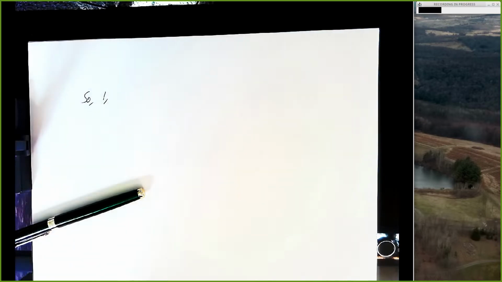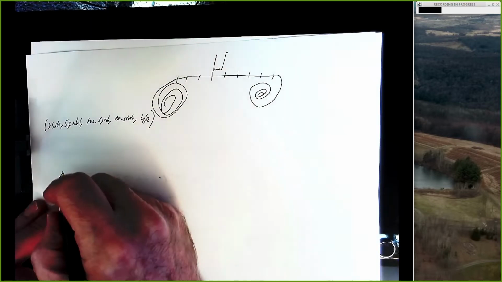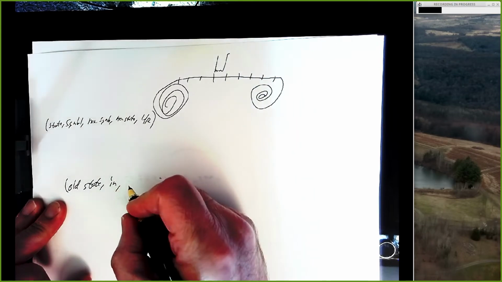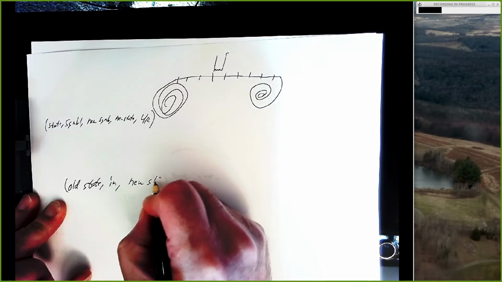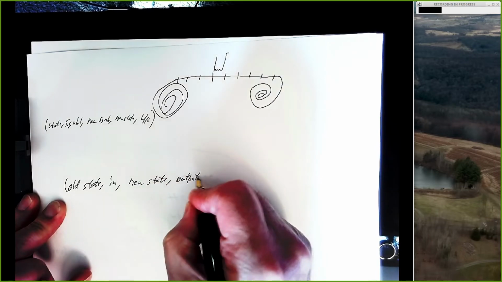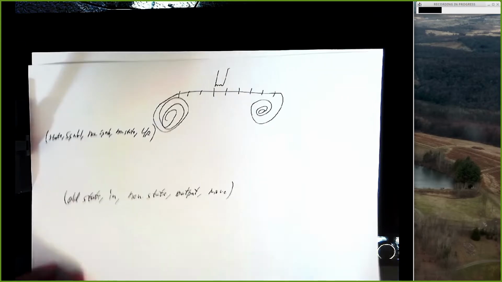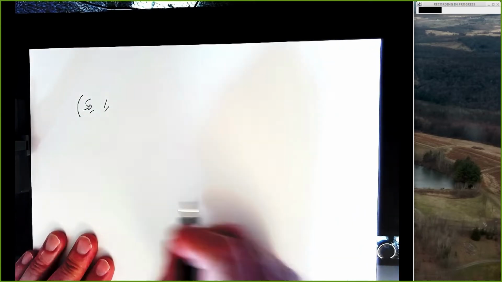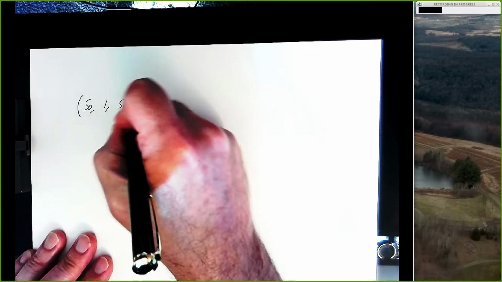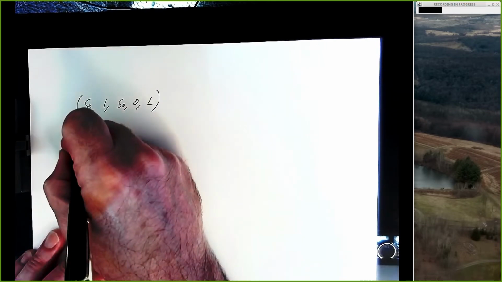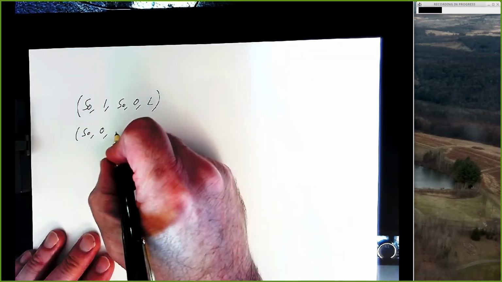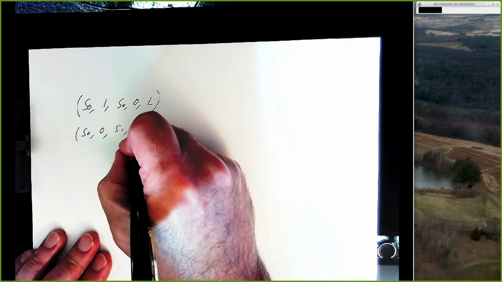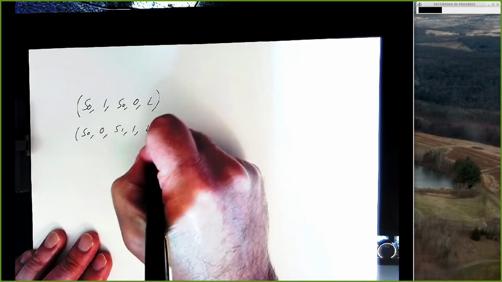So, okay, it was old state, input symbol, and then new state, output, and which way to move the read-write head. Alright, so I'll do my machine. If we're in state 0 and there's a 1, we're going to stay in S0. We're going to write a 0 and move left. If we're in state 0 and there's a 0, we're going to move to state 1. We're going to write a 1 and move left.